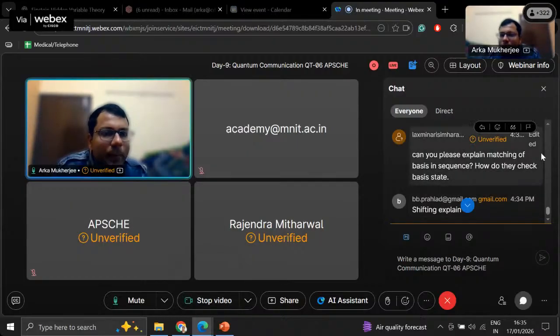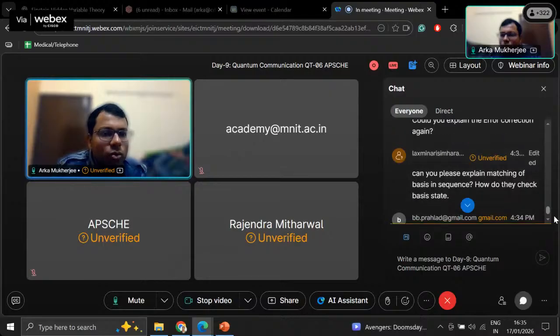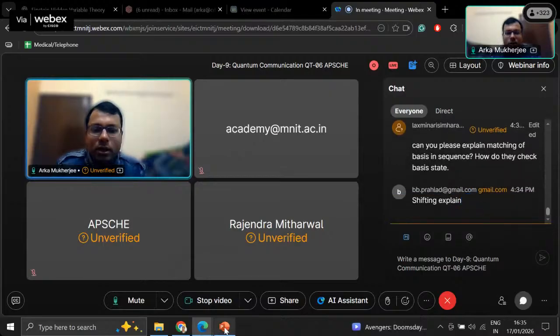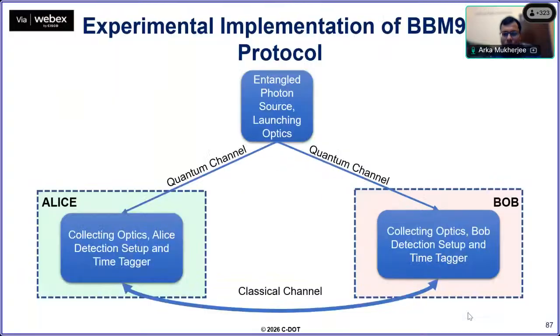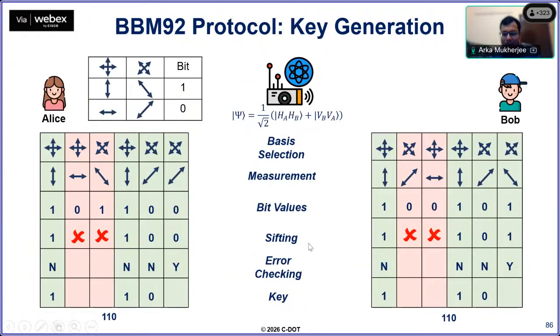Can you please explain the matching of bases in sequence? How do they check basis state? Okay. So yesterday I said that basis matching is done during the classical post-processing steps.